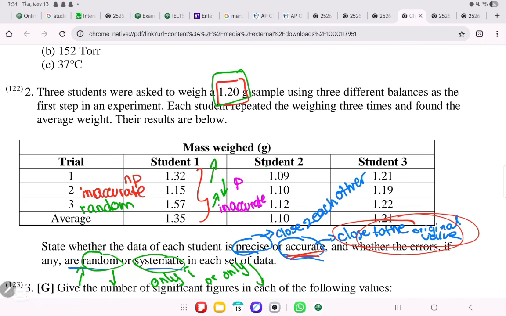If you look at all of the values, this is less than 1.2, less than 1.2, less than 1.2. That means these are all what? Only less than 1.2. That means this is a systematic error.